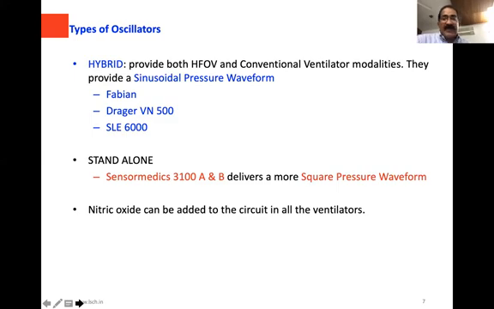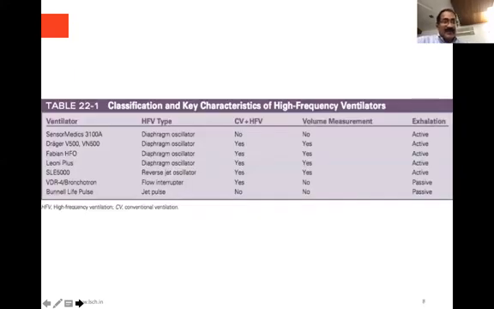So these are the classification of the ventilator types that you see. And it's only in the first, it's SensorMedics, Draeger, Fabian. Leone, not much you see here. And SLE, again, the other two are not to be seen here as well.